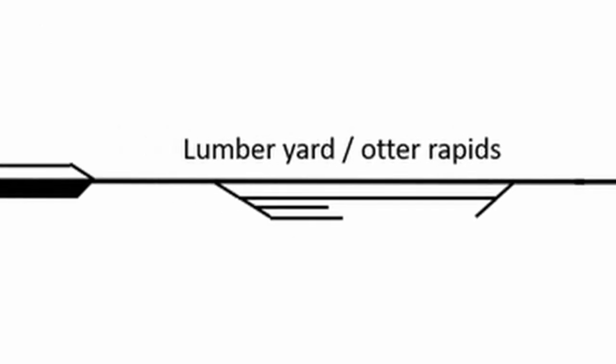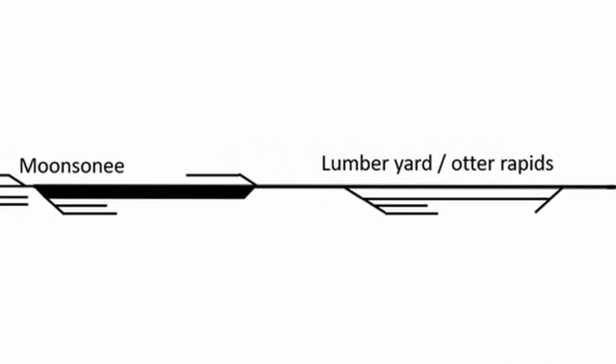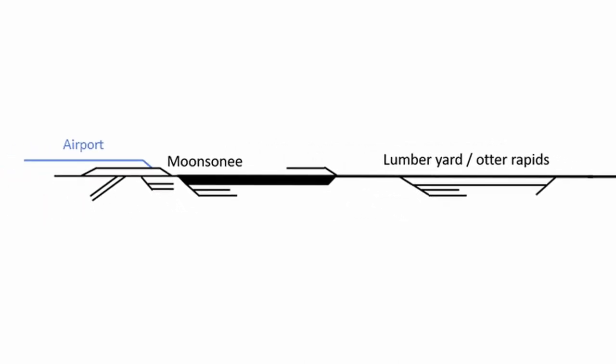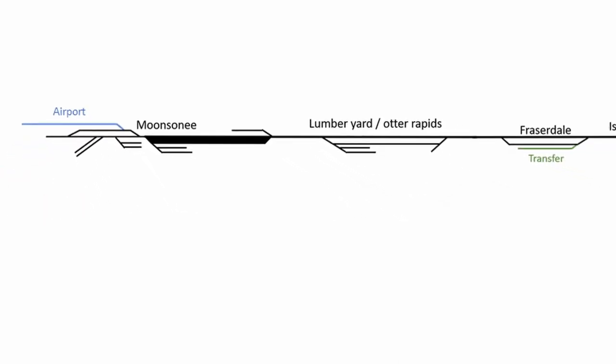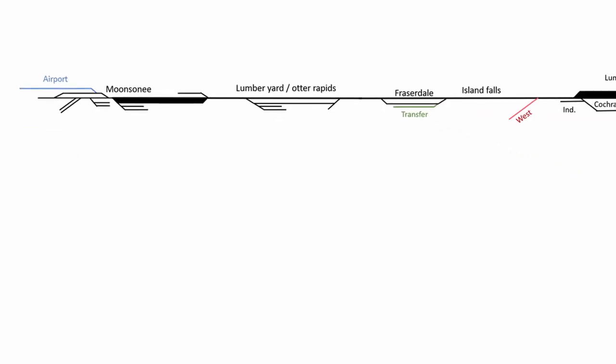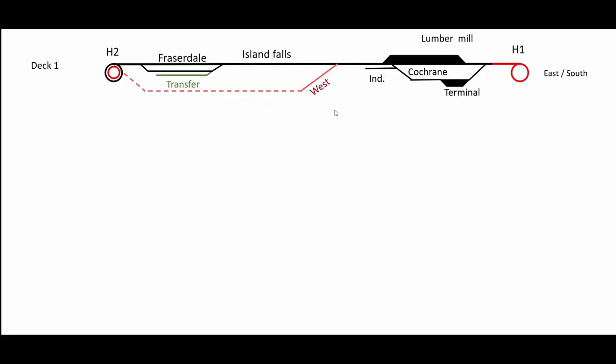Back to the diagram, we discussed lumber yards, Auto Rapids, Moosonee, and the airport, and also the seaport that's here. So now let's talk about the two elephants in the room, the helixes, and how they incorporate in this diagram. Let's just go through it step by step.